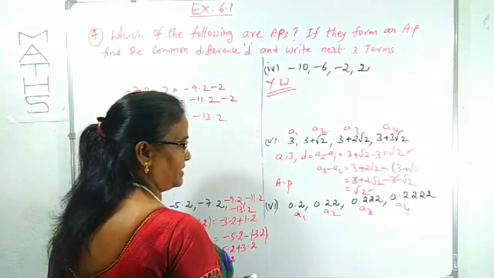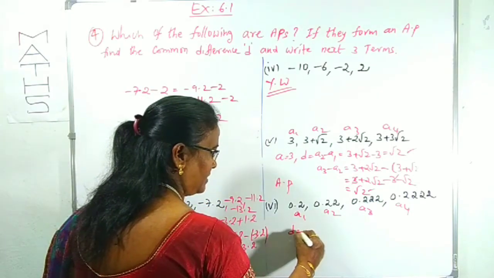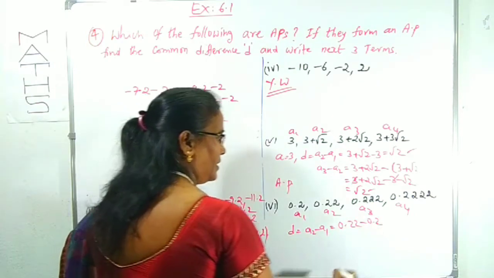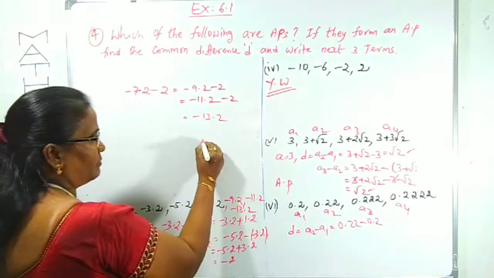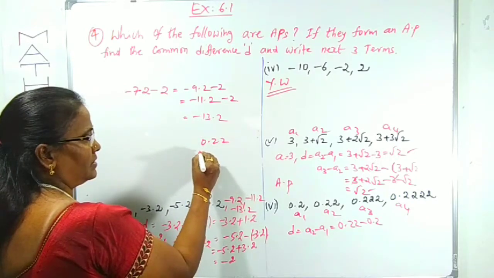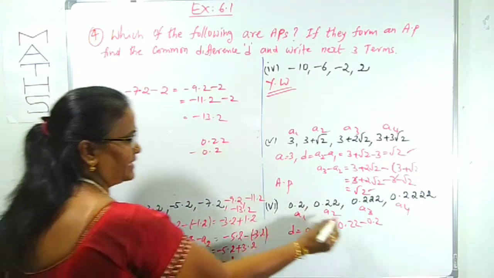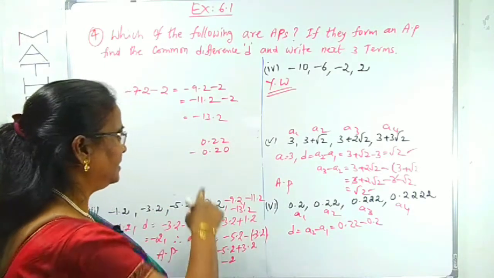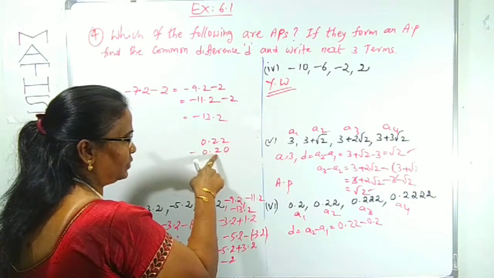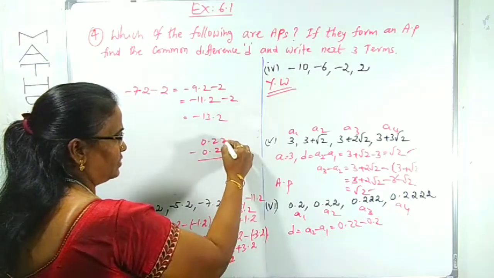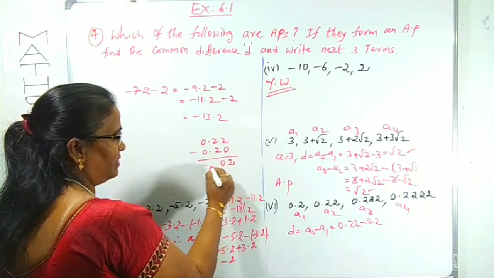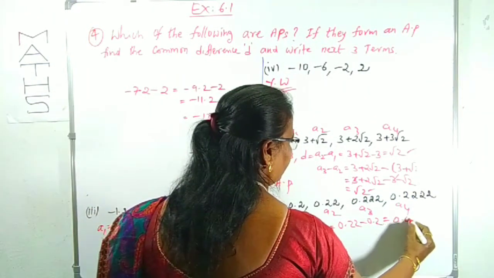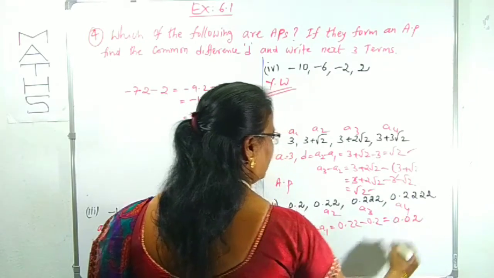This is the 6th bit. Now what is A1? You know what is the D here? A2 minus A1, that will be 0.22 with the minus 0.2. How can you subtract 0.2 from 0.22? If minus 0.2, we can write 0.20 for your calculation part. Now take the subtraction. 2 minus 0 is 2. 2 minus 2 is 0. With the 0, right? 0.02. Now next bit.